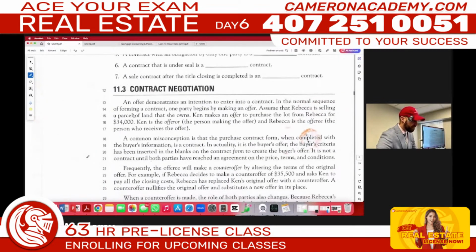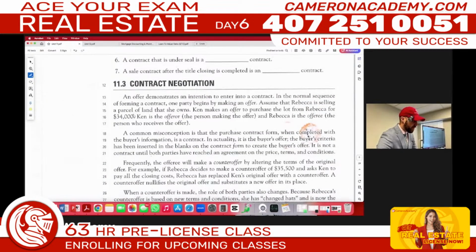Contract negotiation. Next page, line 12. I want you to highlight this. It's at the end of line 13. In the normal sequence of forming a contract, one party begins by making a what? Yeah, this is what starts the negotiation process. And most savvy negotiators will tell you, don't throw out the first number. This is when negotiation begins.